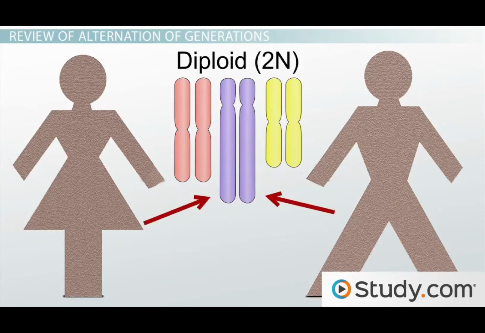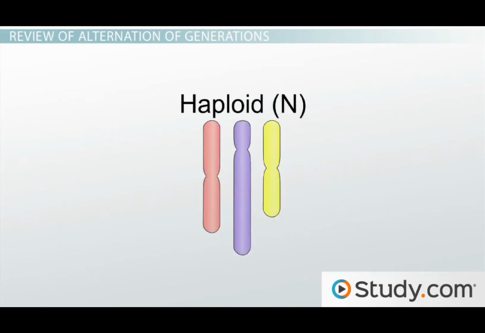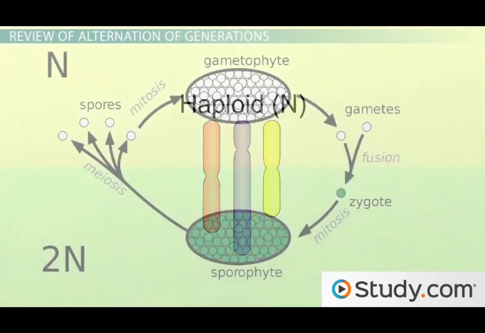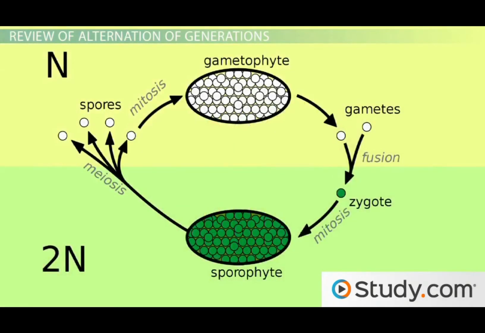Each diploid cell contains one copy of chromosomes from the male parent and one copy of chromosomes from the female parent. Haploid means one set of chromosomes and is commonly abbreviated as N because there's only one copy of the chromosomes. Let's look at a diagram of the basic idea of alternation of generations. We can see in this diagram that the life cycle is broken into N on the top and 2N on the bottom. In plants, the gametophyte is N and the sporophyte is 2N.